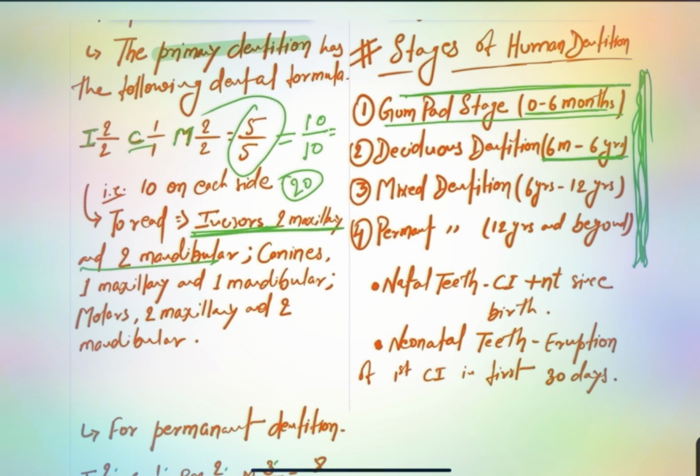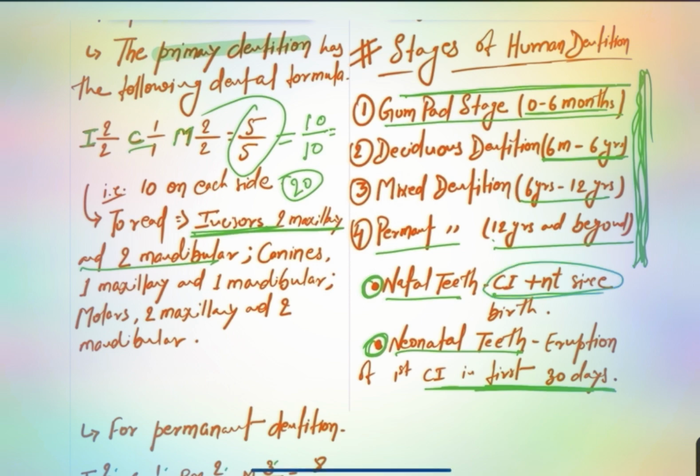Gum pad stage is 0 to 6 months, deciduous dentition is 6 months to 6 years, the mixed dentition stage, also called the transition period, in which both primary and permanent teeth are there, is 6 years to 12 years, and permanent dentition starts from 12 years and beyond. Clear? Two more important points which are very often asked in viva: neonatal teeth and natal teeth. Neonatal teeth are the eruption of the central incisor in the first 30 days. And natal teeth, obviously you understand, means central incisors are present since birth. So these are the stages of human dentition.